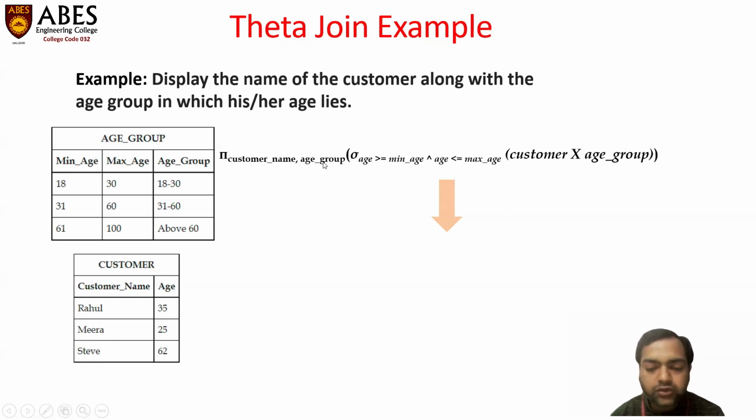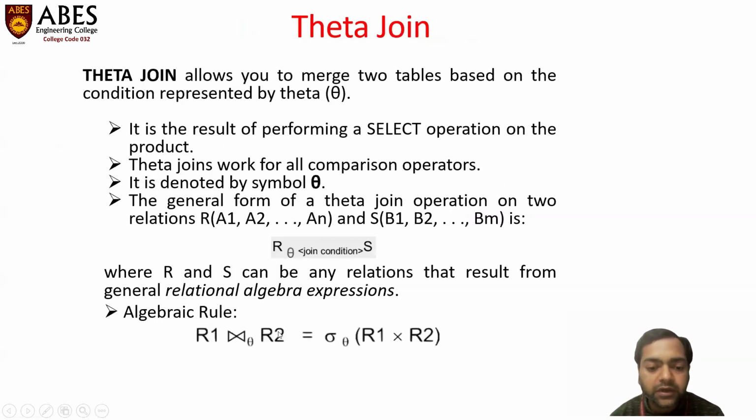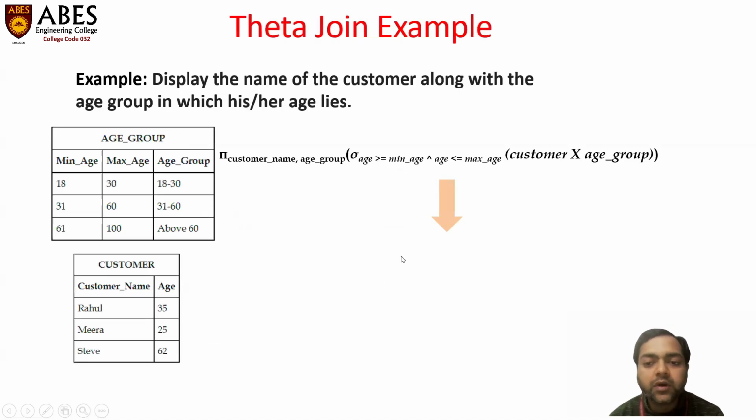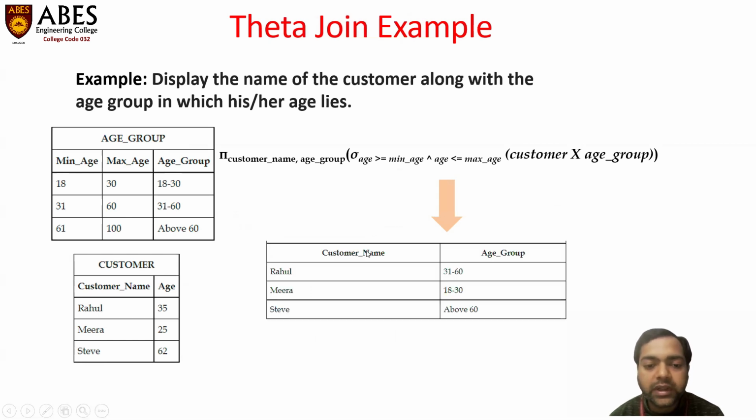The resultant relation will return only the customer name and age group. In our previous slide, we saw that we apply the Cartesian product onto relations R1 and R2, and after that we apply the select operator with the theta join, and the theta join represents the condition on the Cartesian product of the two relations. This will be the output we get after applying this query: the customer name and the age group.